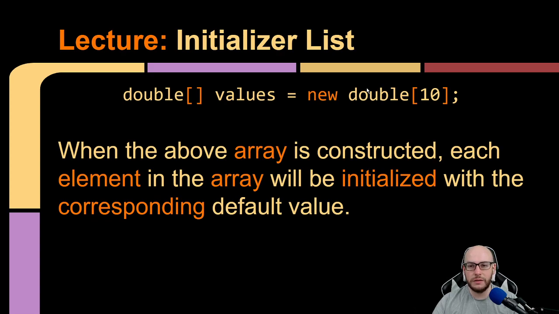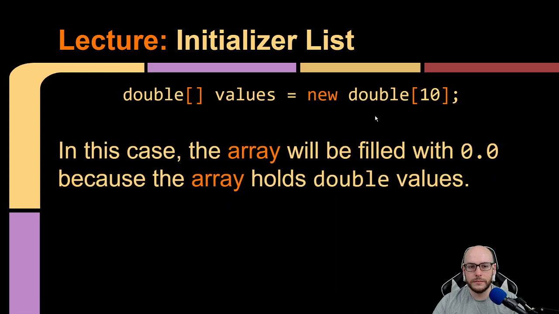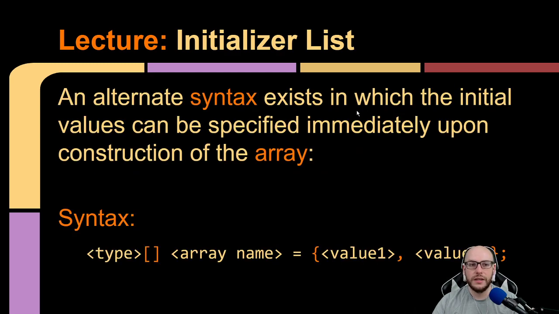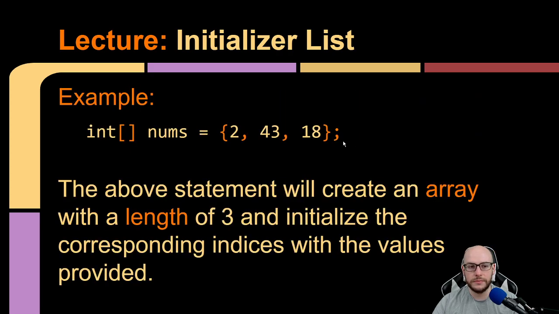Okay, think back for a moment. What is the default value for double? Since this is a double array, we're going to get the default value for double. So this will be filled with 0.0. So this array that has a length of 10 is going to have 10 0.0s, right? There is an alternate syntax in which we can actually specify what values go in immediately upon construction.